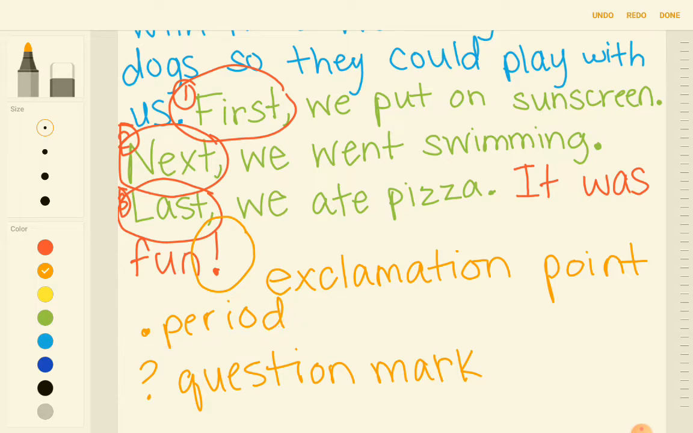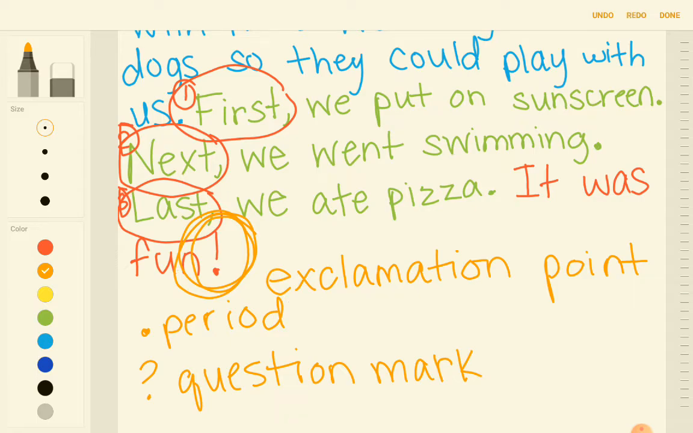If you have a question, you end in a question mark. So if I said, how old are you? I would end in a question mark. Or if I said, what is your favorite food? That's a question, so I end in a question mark. An exclamation point is when something's really important, or maybe you are really excited about something, you're exclaiming something.